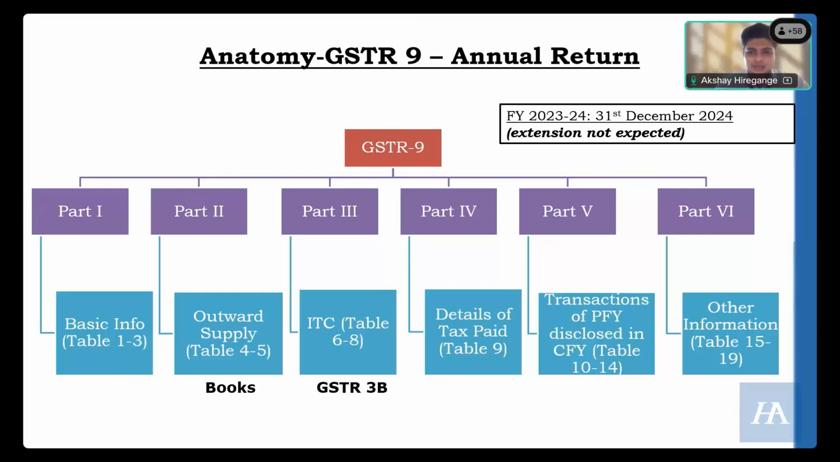Next, we have part 5, that is the transactions of the previous year disclosed in the next financial year. So when I say current year, I mean the financial year 23-24, because we are filing the GSTR 9 of 23-24. What transactions, be it RCM, be it outward supply, be it input tax credit, be it reduction of outward supplies, be it ITC reversals, all of them can be disclosed in tables 10 to 13 of part 5 of the GSTR 9.